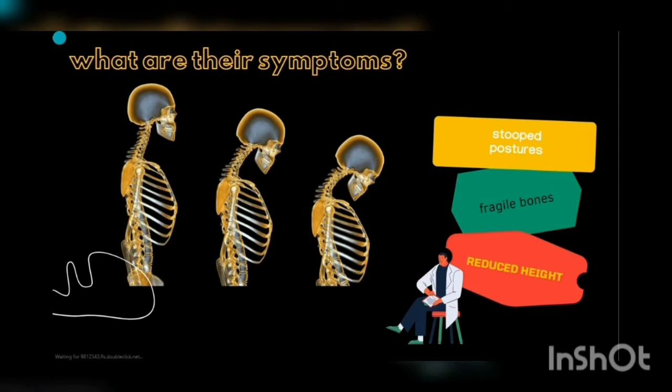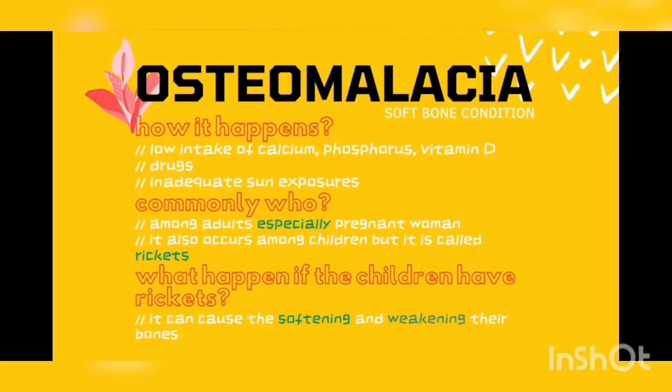So that's the end for osteoporosis. Let us proceed to osteomalacia. Osteomalacia is a soft bone condition. So how does osteomalacia happen? It is because of low intake of calcium, phosphorus, and vitamin D.